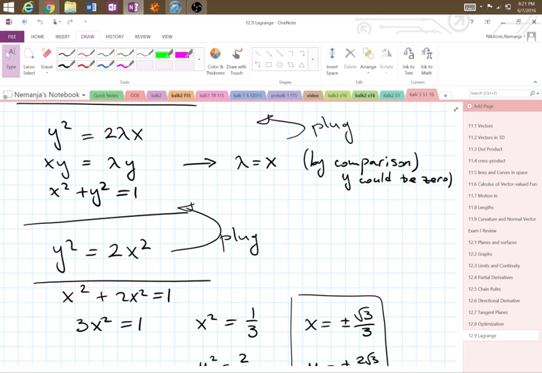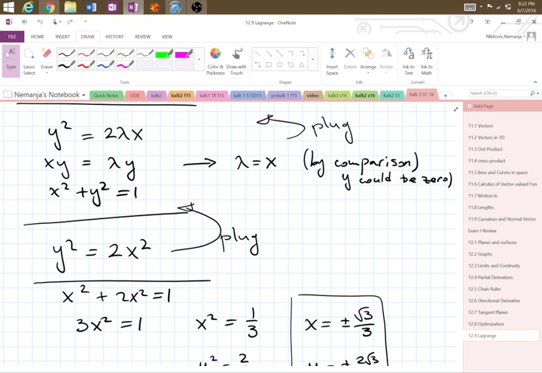I look at the second equation. Remember that you are not supposed to divide by y, because that implies that y is not 0. It could be 0. So what I'm doing, x times y is lambda times y. I'm comparing left side to right side, and I see that the y's are the same, so x and lambda have to be the same.